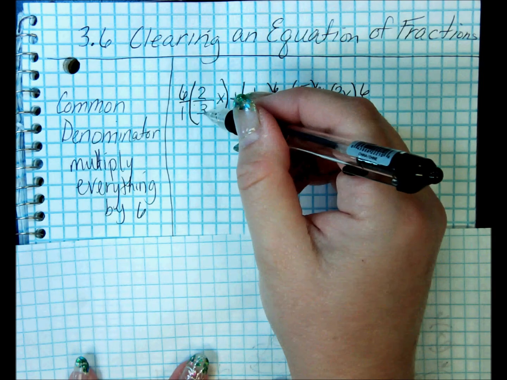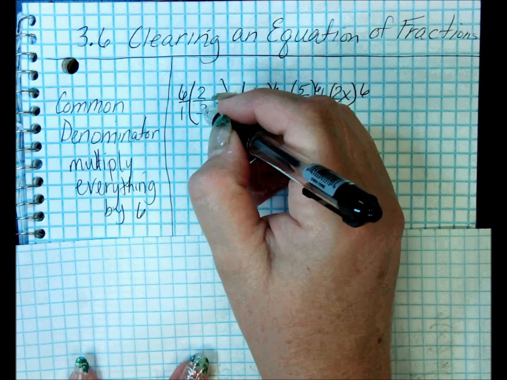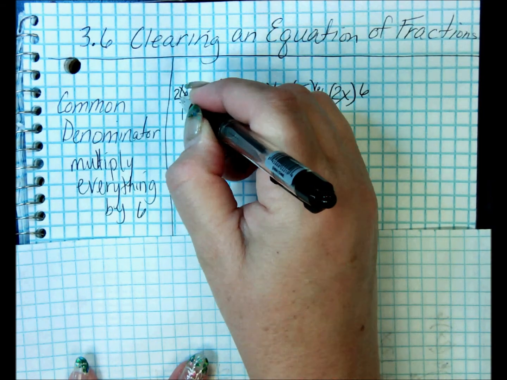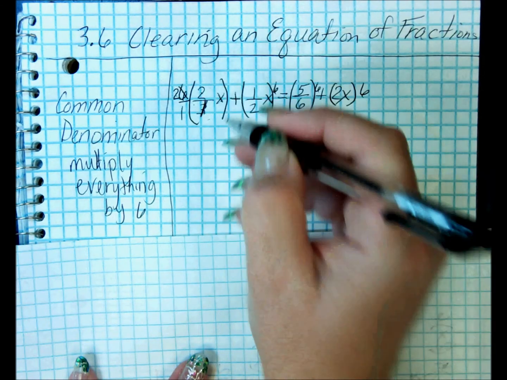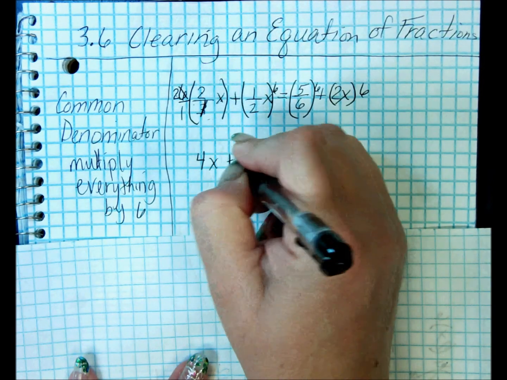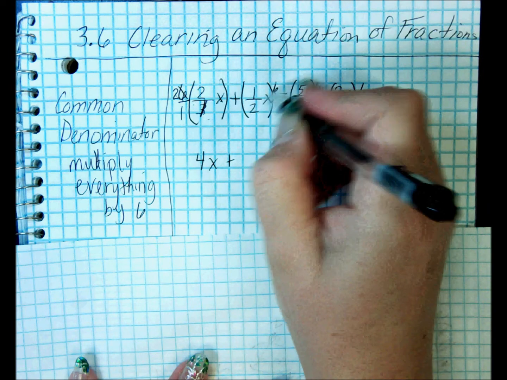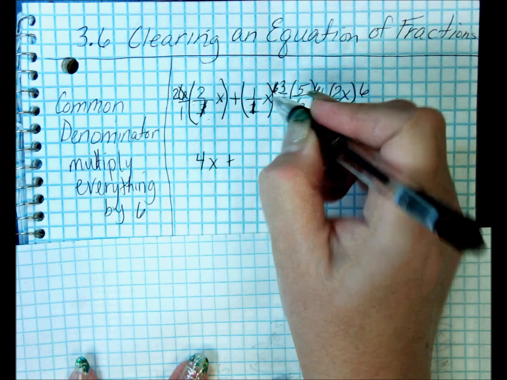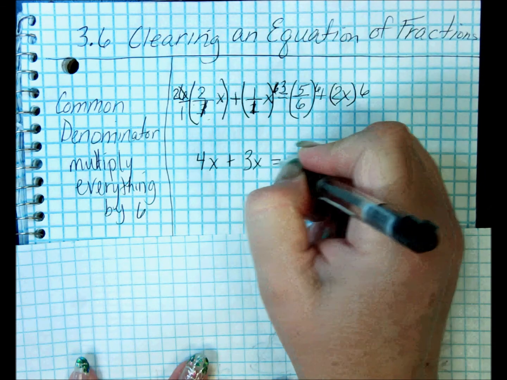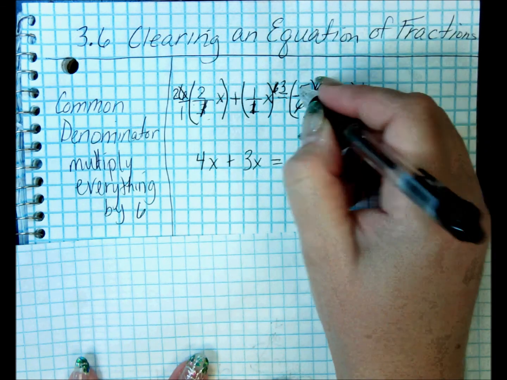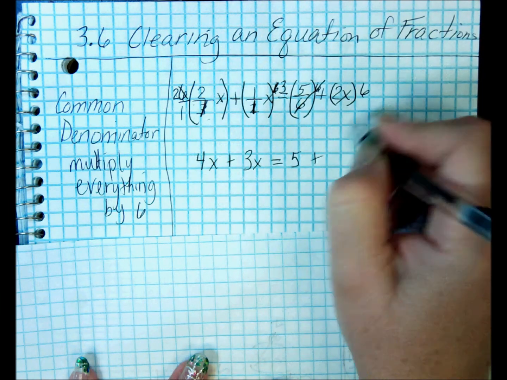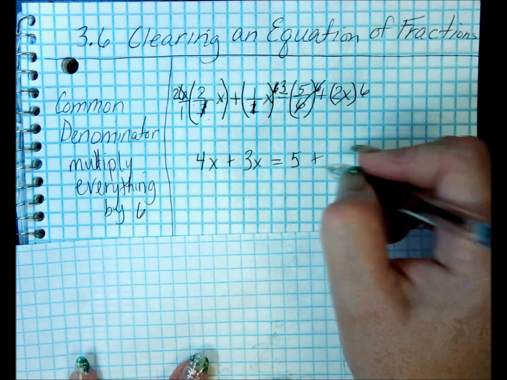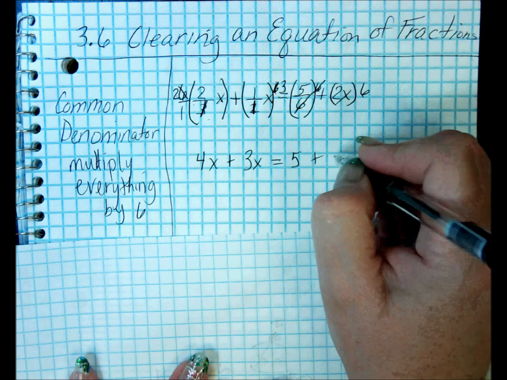6 divided by 3, because we can cross and simplify. So 3 divided by 3 becomes 1. 6 divided by 3 becomes 2. So I have 2 times 2 is 4x. Here, again, I can take 2 out. 2 divided by 2 is 1. And 6 divided by 2 is 3. So I get 3x equals. 6 divided by 6 is 1. And I'm just left with 5. And there's no division there at all. It's just multiplication. So 2x times 6 is 12x.